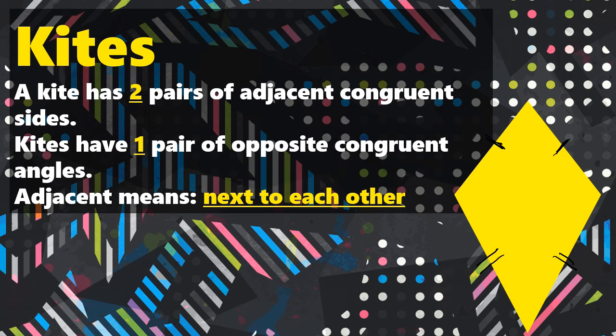A kite also has one pair of opposite congruent angles. So for that one pair, we're going to mark it: our left and our right angles are congruent. And this is how we're going to classify kites.